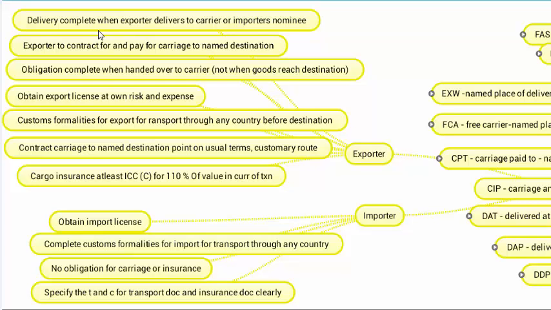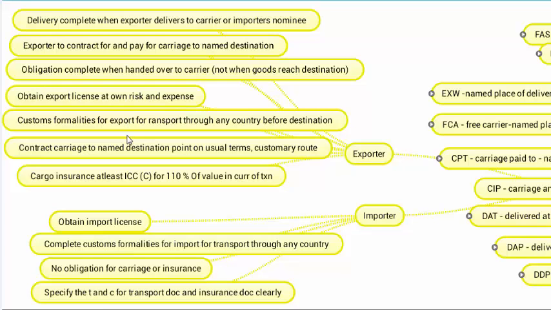The exporter should contract for and pay for the carriage up to the destination port or place. His obligation is complete when he hands over to the carrier, not necessarily when the goods reach destination. Whether it reaches destination or not, the obligation is over when he hands over to the carrier and obtains a document evidencing that. The exporter has to obtain the export license at their own risk.